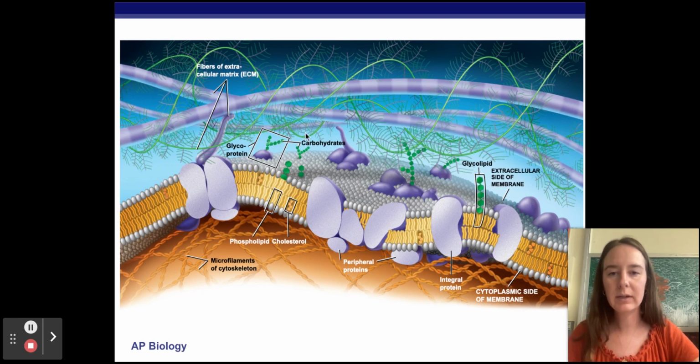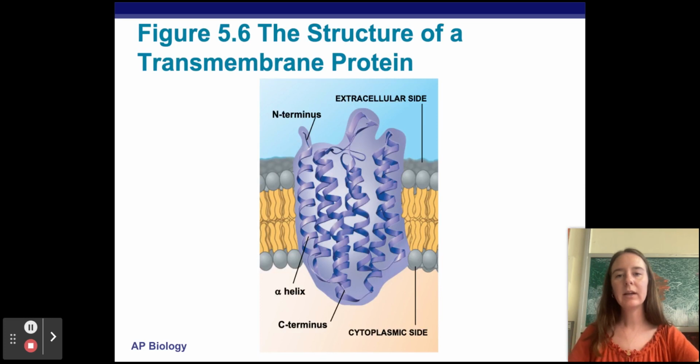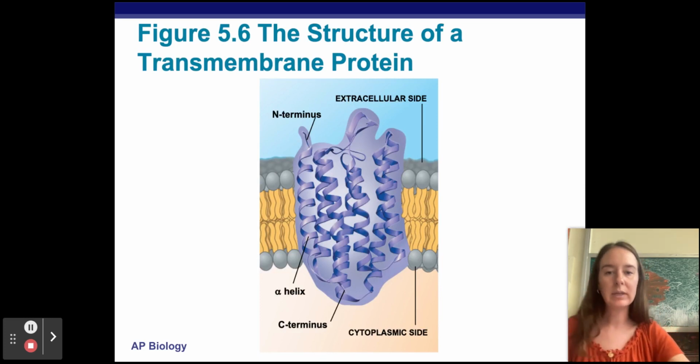So if you see up here in green, this carbohydrate is bound to a protein. We call that a glycoprotein. And so we'll take a look at the function of those in this video. So first, let's take a look at the structure of these proteins. If you were to zoom into one of these proteins, what would it look like?